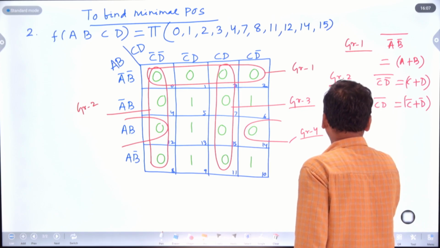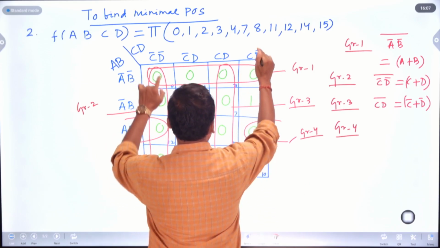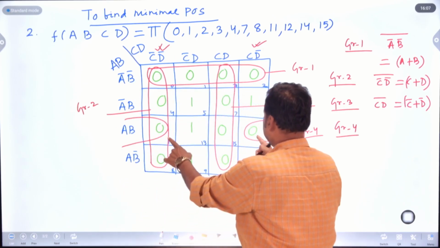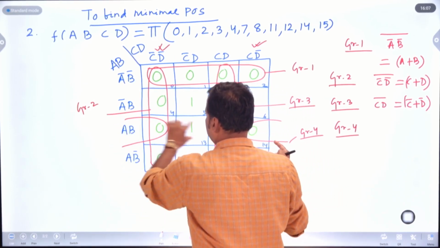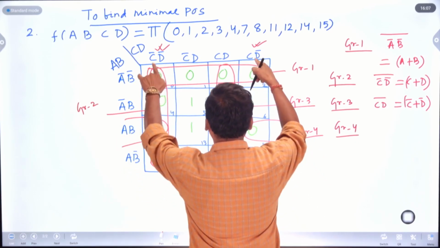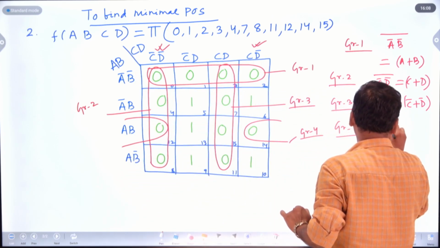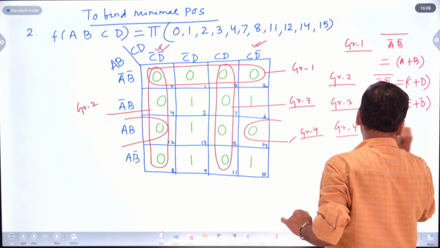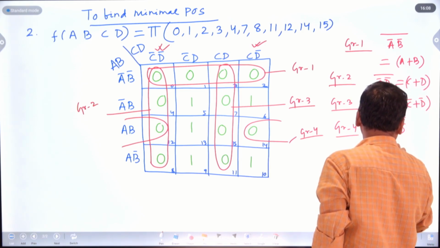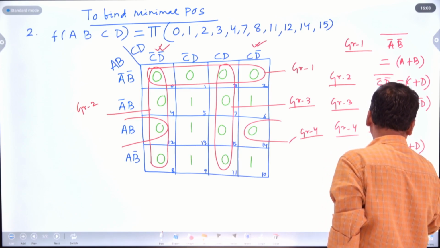Similarly, group 4. In group 4 there is a pair also. That is AB, and here what is common? Look here: in this row, AB is common to both maxterms, and in these two, D bar is common. So AB D bar. Whatever you got, simply put the complement. And what will be our answer? A bar plus B bar plus D.